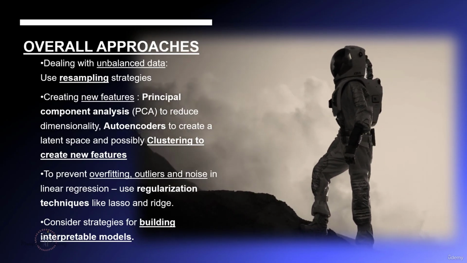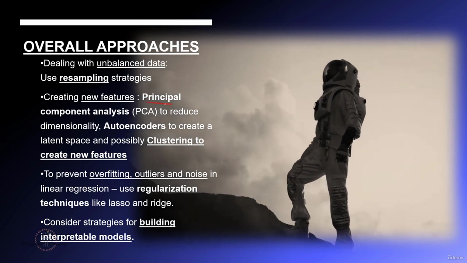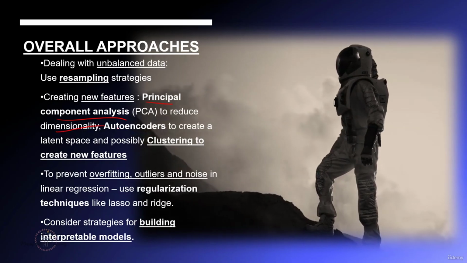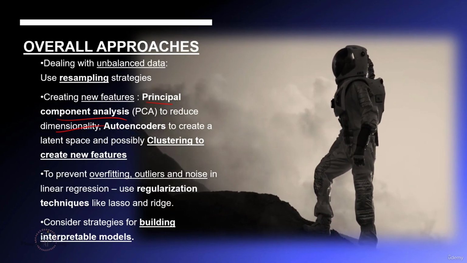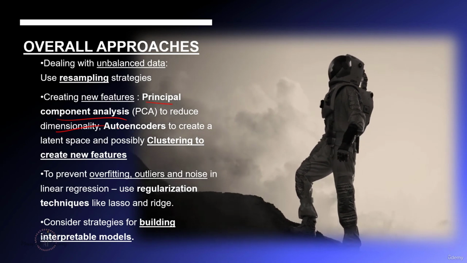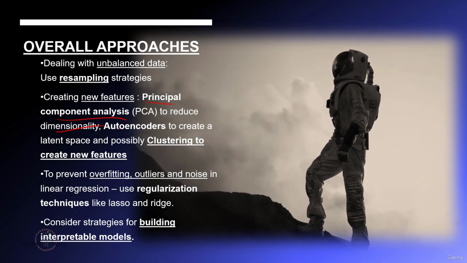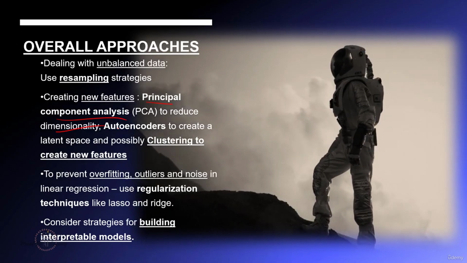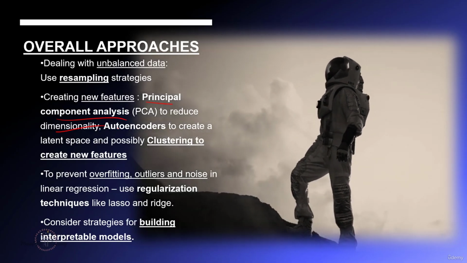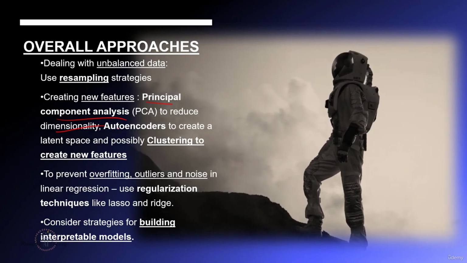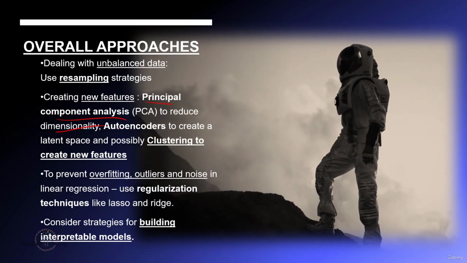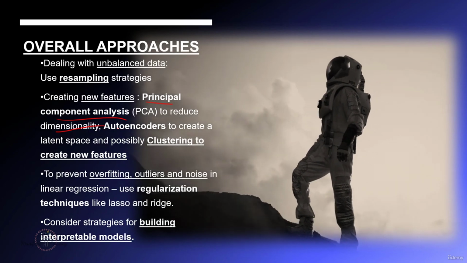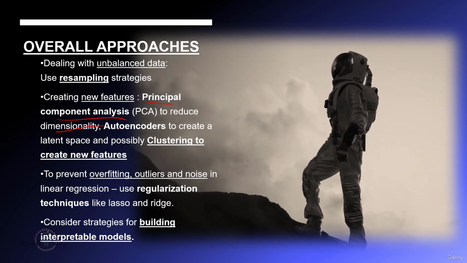In such scenarios, we will transform the data. We will get its principal components so that we can reduce the dimensionality. We can also make use of an autoencoder model to learn the latent space representation of a given data set. Because of this latent space representation, I can now use that compressed data to train my machine learning model. And sometimes I can also make use of clustering to create new features as well. So this is one scenario where I can create new features.